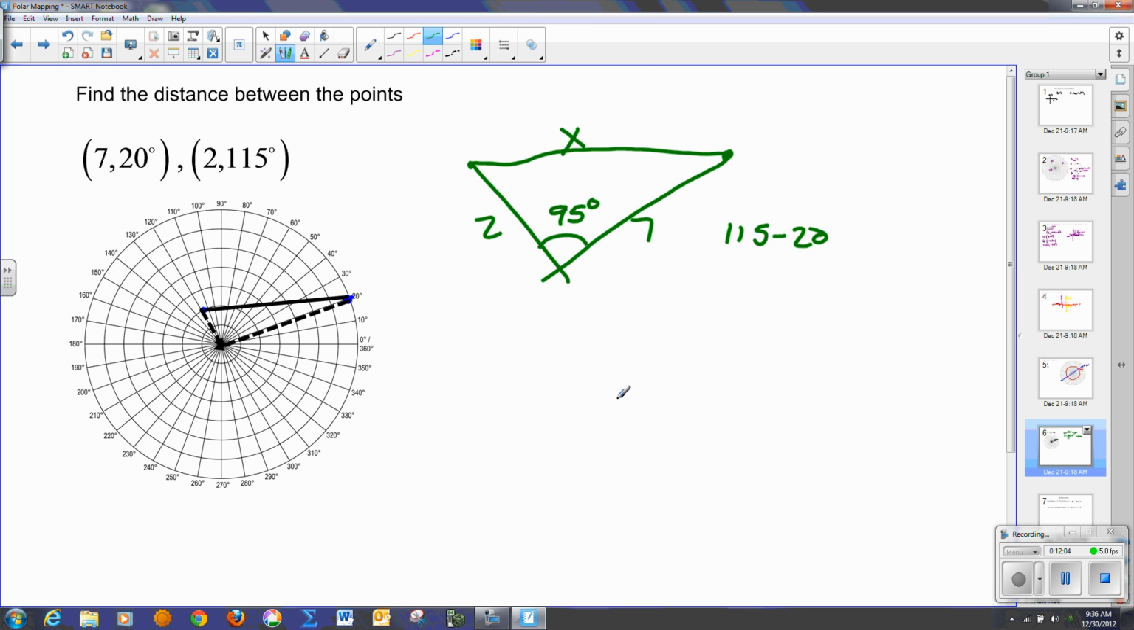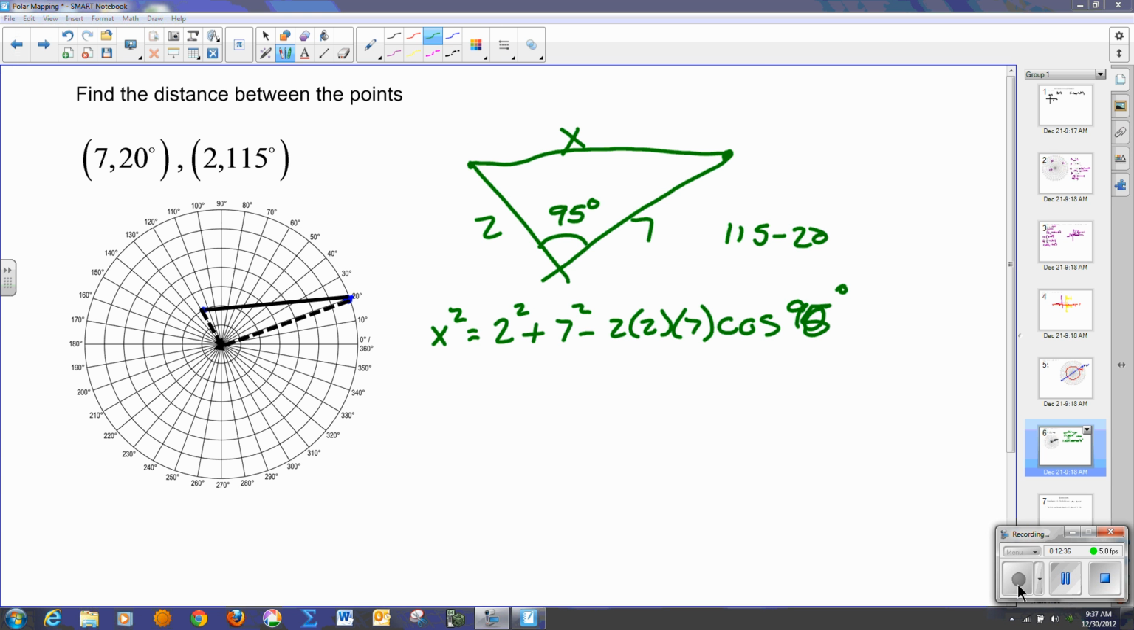This is a perfect setup for the law of cosines. And the law of cosines states if I have an unknown side opposite some given angle, then that's equivalent to 2 squared plus 7 squared minus 2 times 2 times 7 times the cosine of that angle opposite. Whoops, 95 degrees. And now it's just a calculator problem. After grinding all that out, we get x is equal to roughly 7.44.